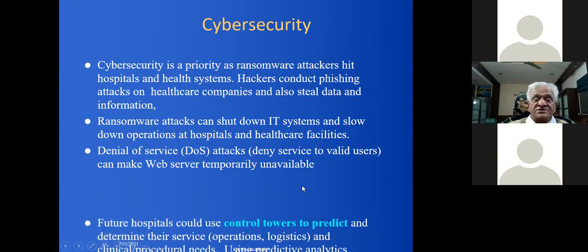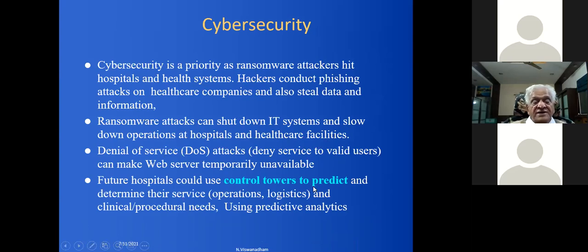So future hospitals could use control towers to predict and determine their service operations and clinical procedure needs using predictive analytics. Like in aircraft you have a control tower, and for transportation you have a control tower, you can also have a control tower depending on the data that you have and the patients who are coming here. And also from other hospitals, you can determine what the future services are. For example, in the COVID case, oxygen cylinder shortage, ICU shortage, and all that. Is it possible to predict the clinical and procedural needs using predictive analytics and do this beforehand, rather than rushing for equipment, ICUs, and so on?